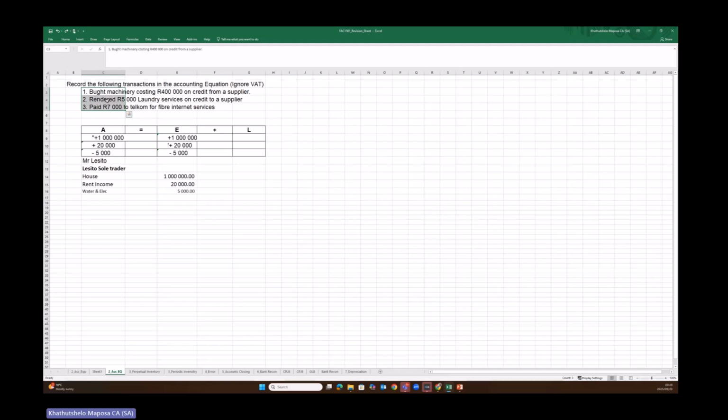If you don't understand, when we bought machinery for 400,000 on credit, how much are assets going to increase by, how much equity and how much liabilities. Which one are you not sure of? Number 1, number 2, or number 3?